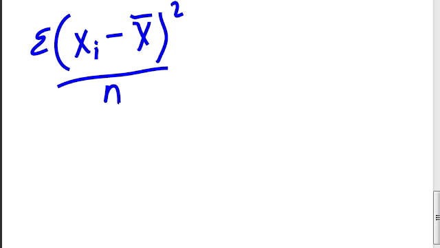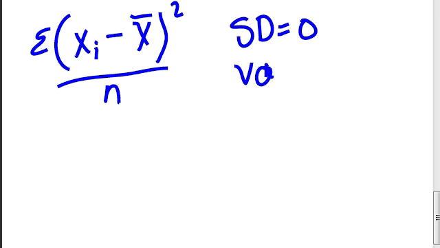Hopefully that's not, no, I'm going to stick with 0. Anyway, so if the standard deviation needed to be 0, what does the variance have to be? So your variance has to equal 0.